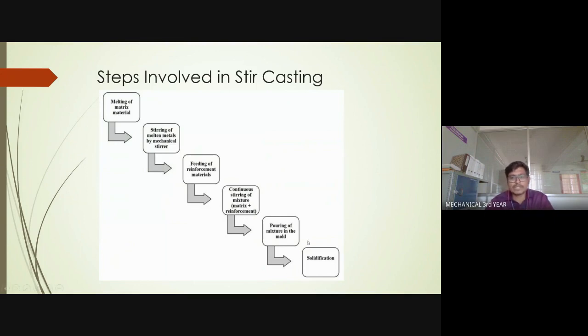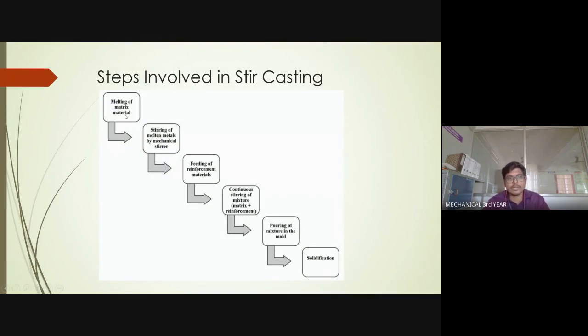Okay, the next stage is pouring of mixture into the mold. We have some molding methods also: hot chamber die casting, cold chamber die casting, some shell casting methods, and investment casting. Any method can be used after this. For providing a shape to your mixture, you have to pour the material into a mold, and finally you have to allow the material to solidify in order to obtain a usable product. So this is what happens in the stir casting method.